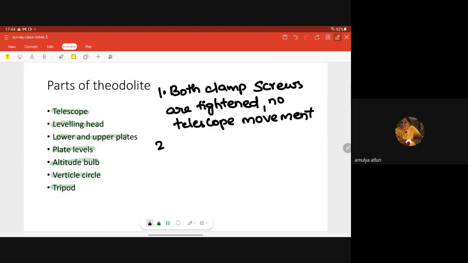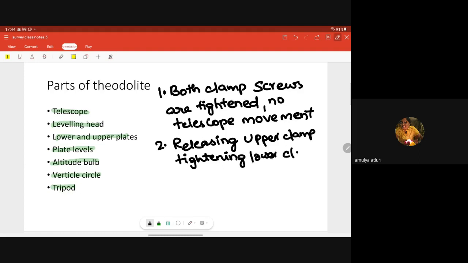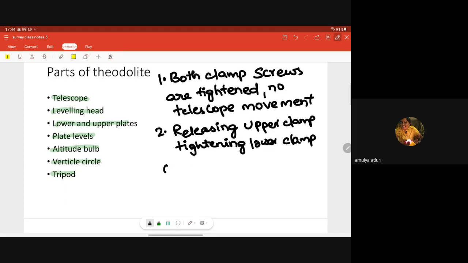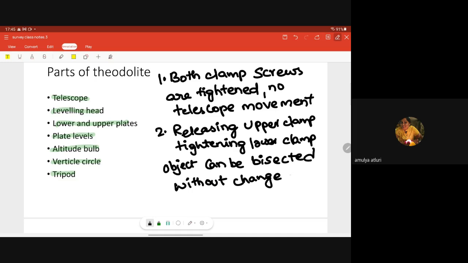Next, releasing the lower clamp screw and tightening the upper clamp screw, the object can be bisected without change in the vernier readings. Releasing the upper clamp and tightening the lower clamp, the object can be bisected without change in the vernier readings.